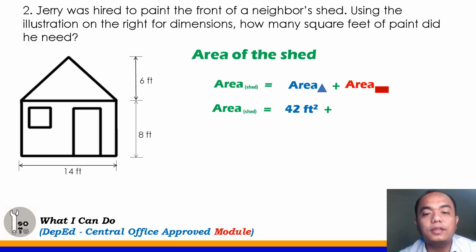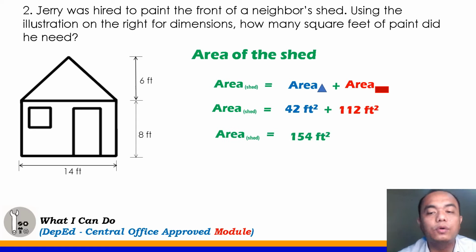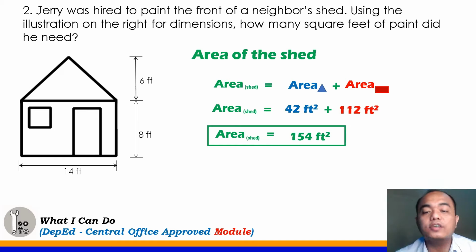42 square feet ang ating area ng triangle and then 112 square feet yung ating area ng ating rectangle. If you add that one, will give you 154 square feet. So 154 square feet is the final answer. Now it's the square feet needed by Jerry to paint the whole front part of the shed.